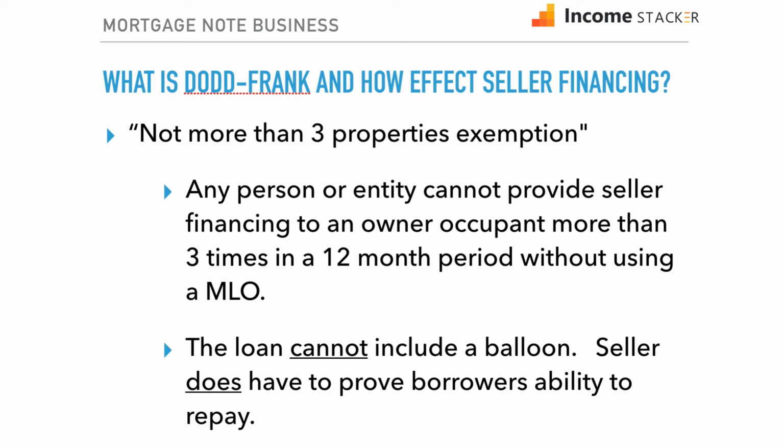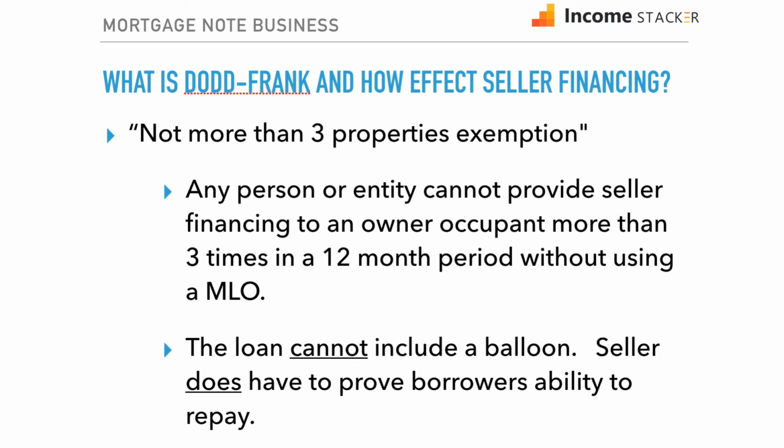Now let's take a look at the not more than 3 properties exemption. What does that mean? So any person or entity cannot provide seller financing to an owner-occupant more than 3 times in a 12-month period without using a mortgage loan originator. MLO stands for mortgage loan originator. So in other words, you could do this 3 times a year without having a mortgage loan originator, and it's not a problem as long as you follow certain rules.